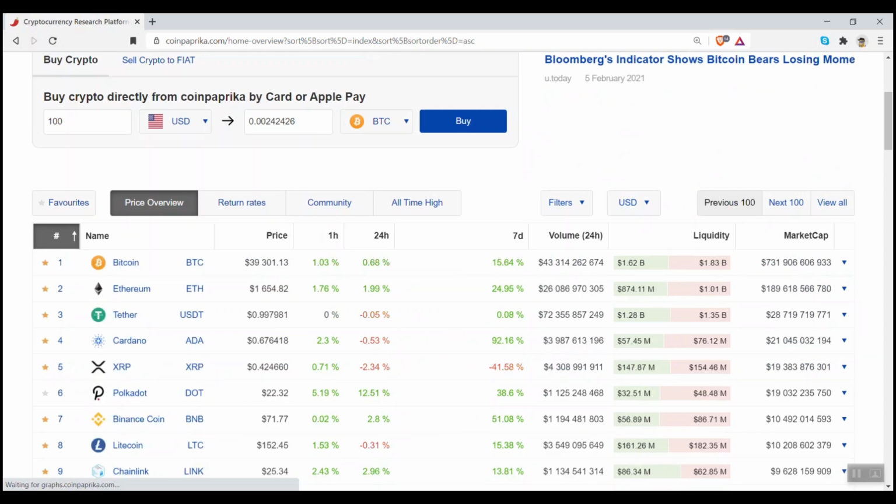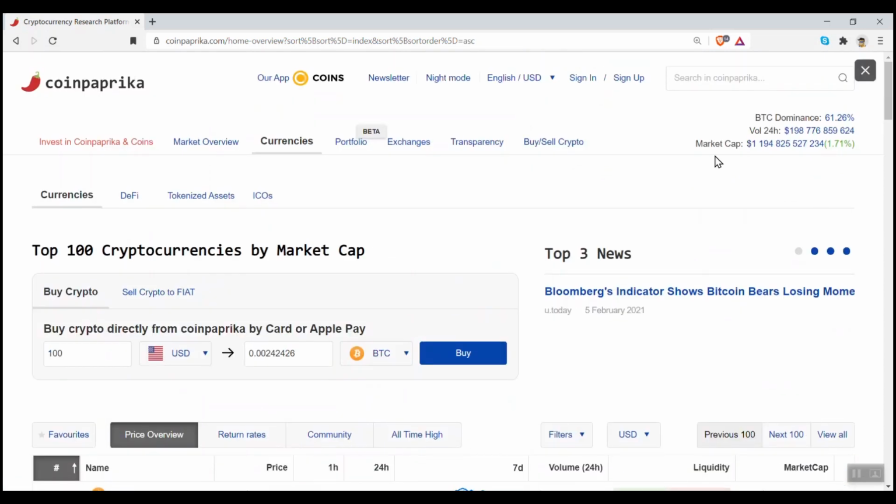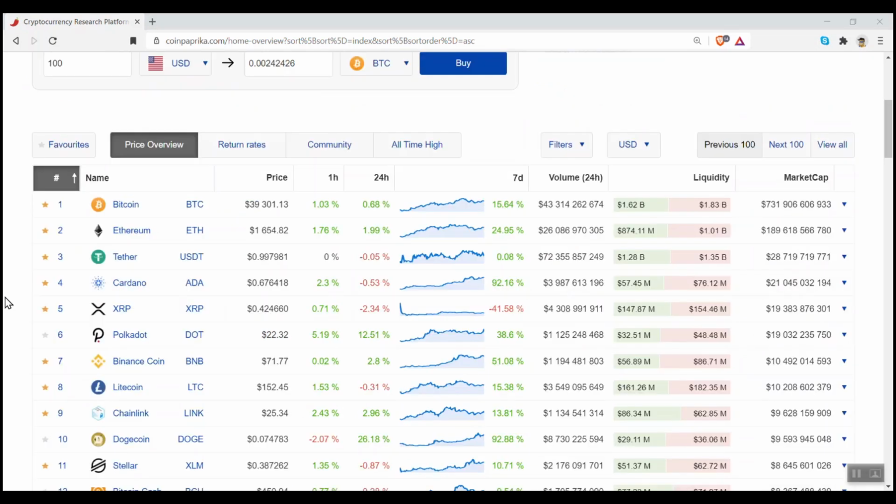So plenty of momentum. The current overall market cap is just below 1.2 trillion US dollars. Absolutely insane. Nearly $200 billion worth of volume. To wrap up, looking at Bitcoin, Ethereum, and a few others.